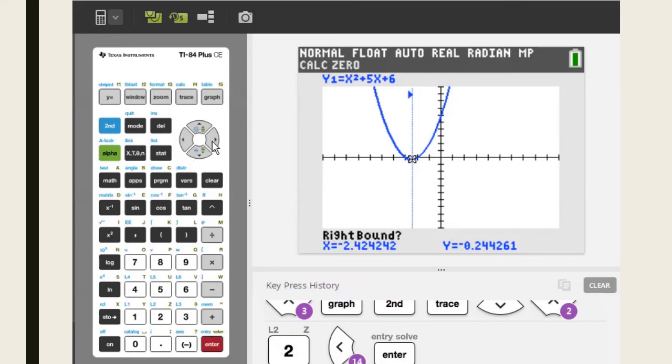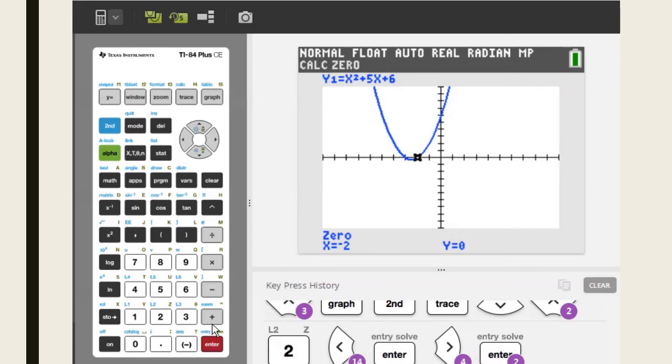And then I want to tell the calculator that I need the right bound. So I'm going to move the pointer again to the right side of the first zero, and I'm going to ask the calculator to give me the answer. And the answer is -2.